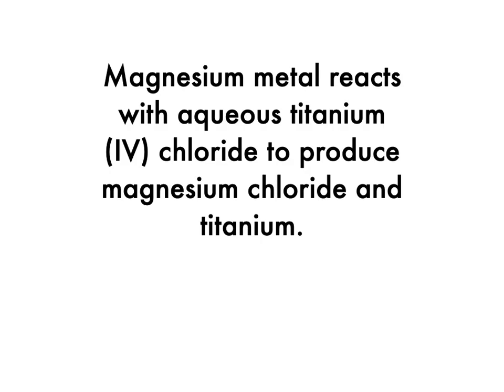So let's do a couple of practices here. So we have magnesium metal reacting with aqueous titanium 4 chloride to produce magnesium chloride and titanium metal. So see if you've got 4 different substances here, magnesium metal and titanium 4 chloride, and you are producing, that tells you to write the arrow, magnesium chloride and titanium. So see if you can get yourself a skeleton equation for this chemical reaction. You should pause the video and try that.